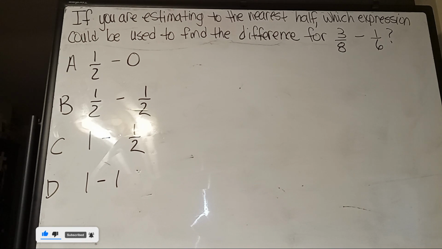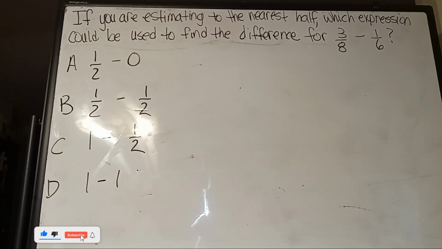All right, so for our next problem is, if you are estimating to the nearest half, which expression could be used to find the difference for 3/8 take away 1/6? Our choices are A, 1/2 take away 0, B, 1/2 take away 1/2, C, 1 take away 1/2, or D, 1 take away 1.